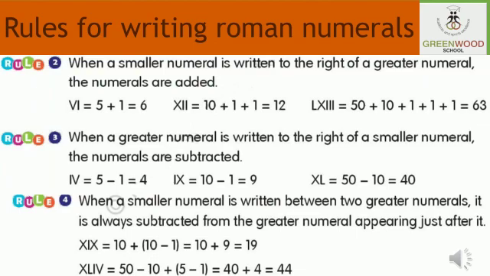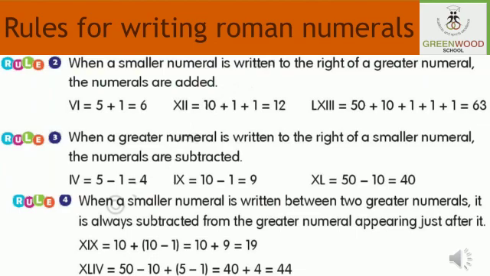XLIV. XL means 40. IV means 4. So, the number is 44. XCIX. XC means 90. IX means 9. So, the number is 99.